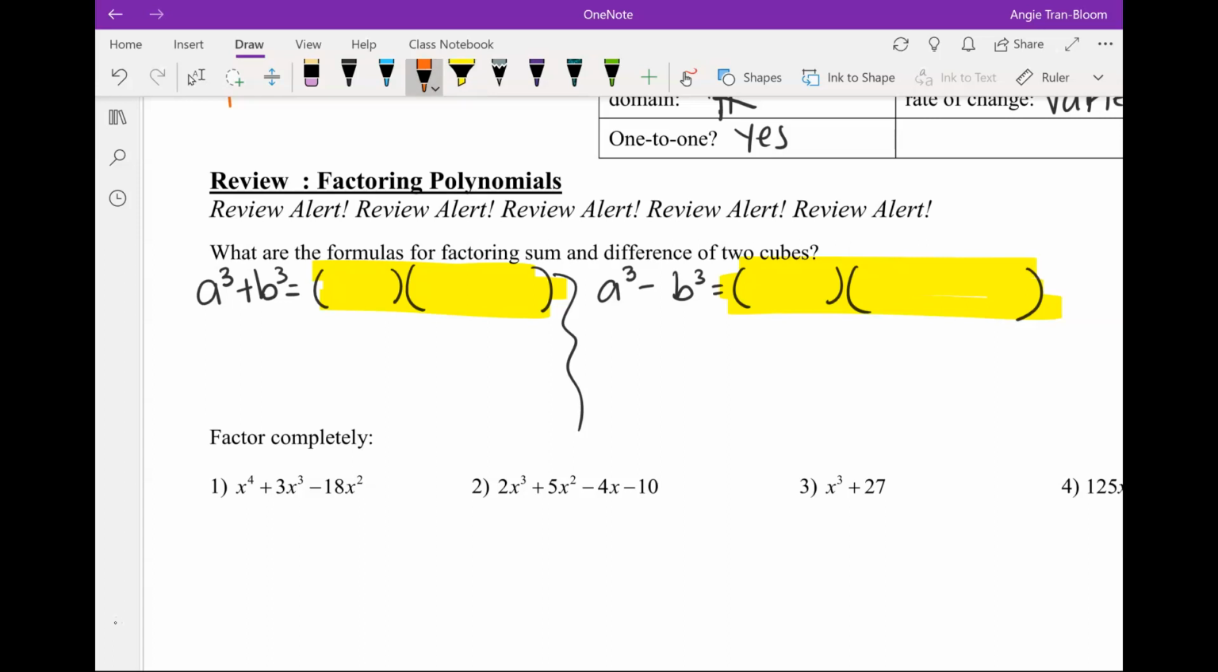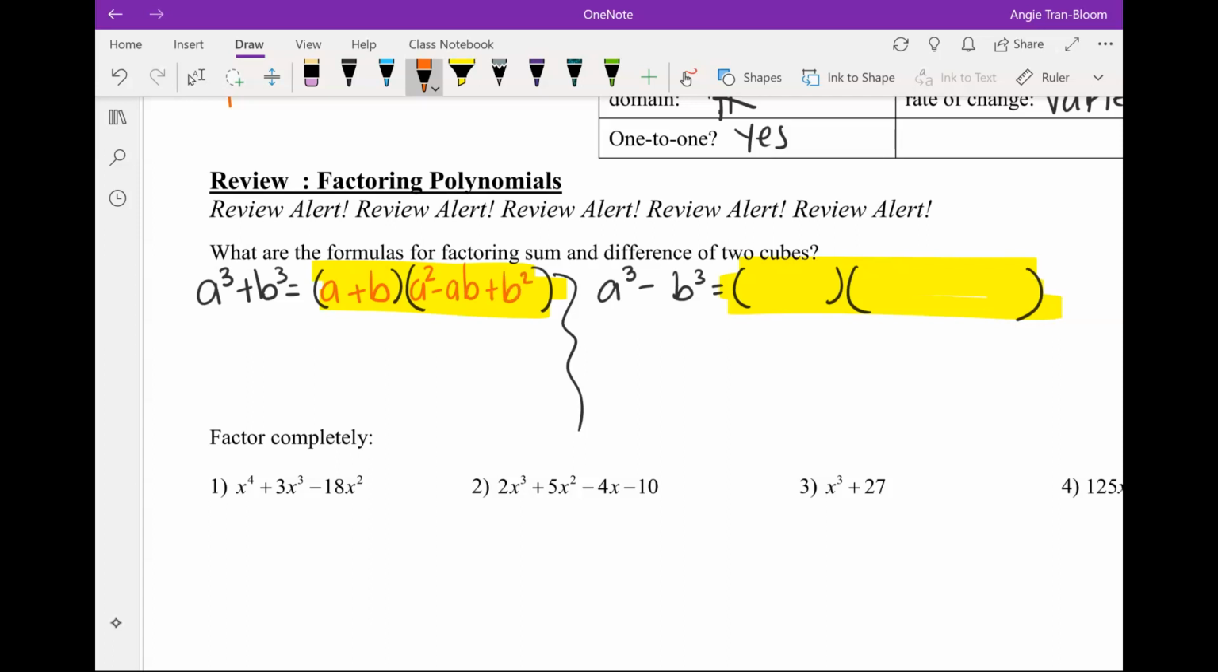Alyssa and Maggie, your team, give me the formula for A cubed plus B cubed. Shh. Alyssa and Maggie are going to tell us the formula. Parentheses A minus B squared? Not that one. A cubed plus B cubed: what do we start with? A plus B. Okay. What's in the bigger trinomial quantity? Devin? A squared minus AB plus B squared. Right. Okay.